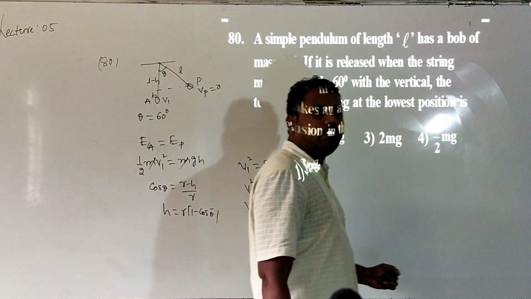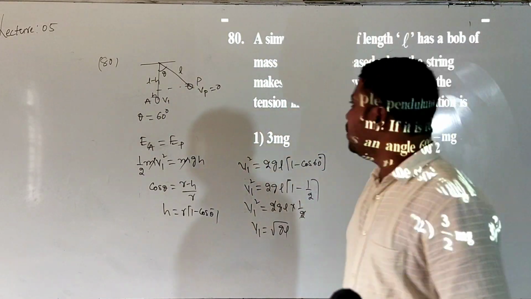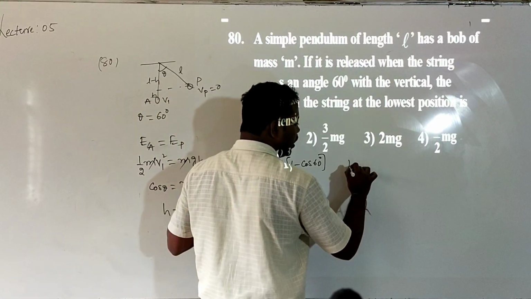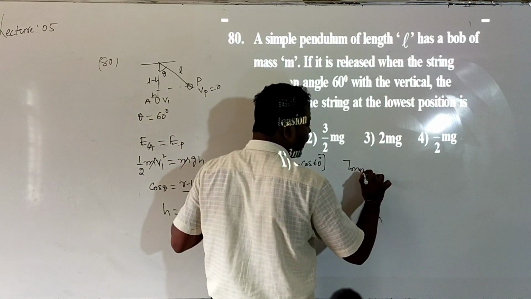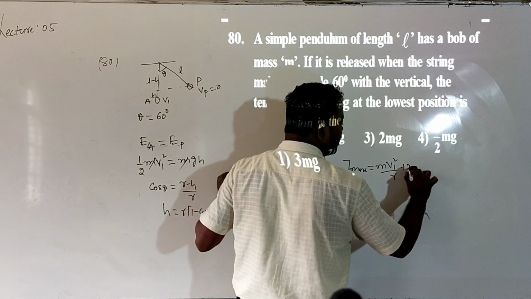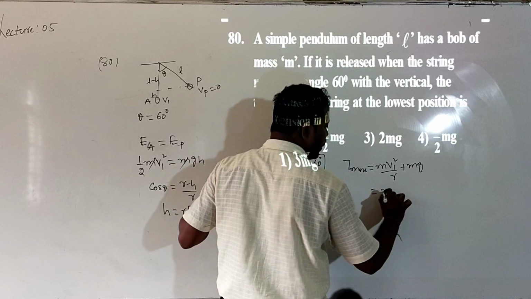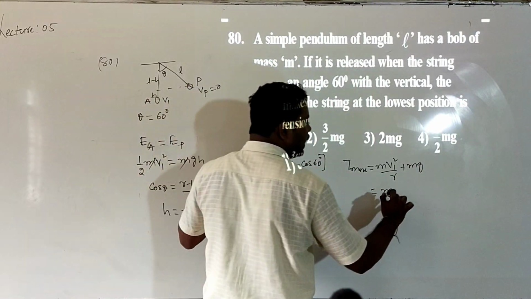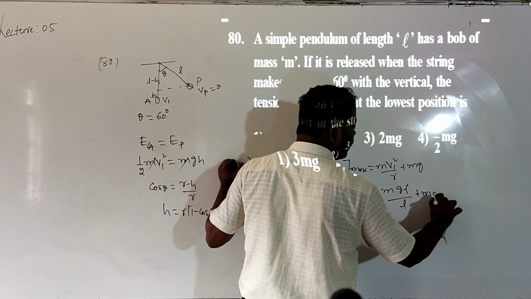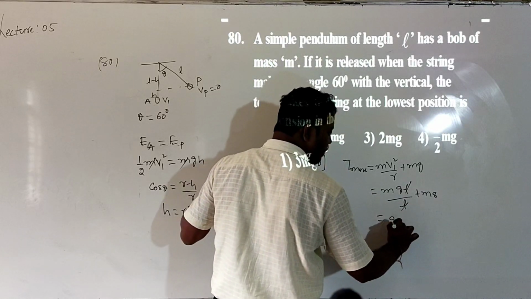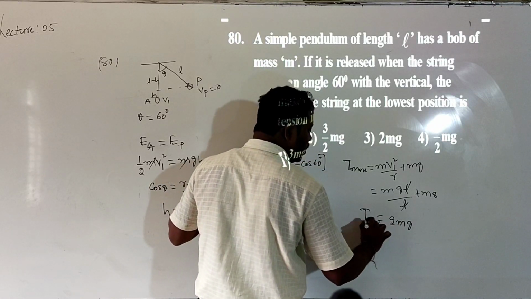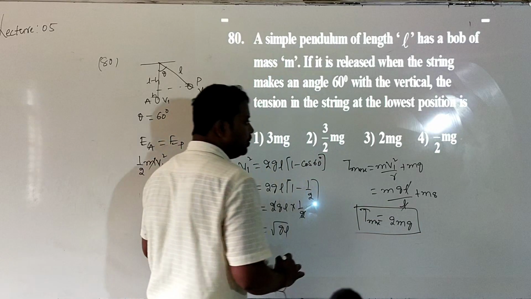When I calculate the V1 value, they are asking us to calculate the tension in the string at the lowest point. At the lowest point the tension is maximum. So T max is m V1 square by r plus mg. V1 square is g L, and the radius is L only, so m g L by L plus mg. The L cancels, mg plus mg gives 2mg. So T max, or the tension at the lowest point, will be given by 2mg.